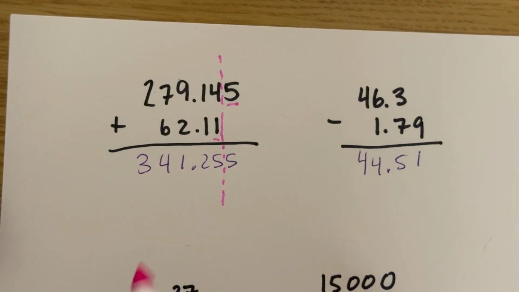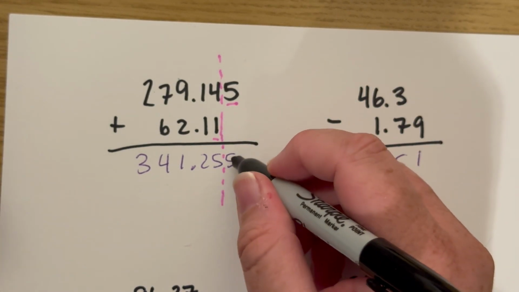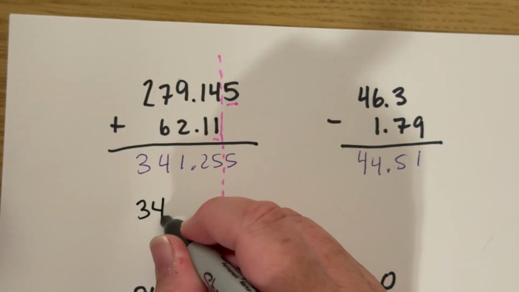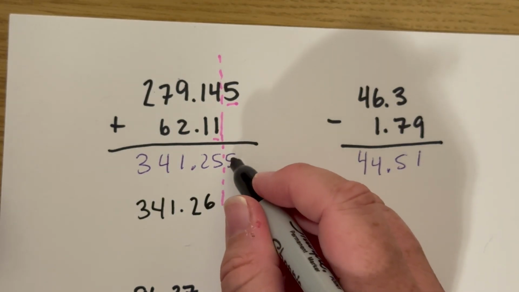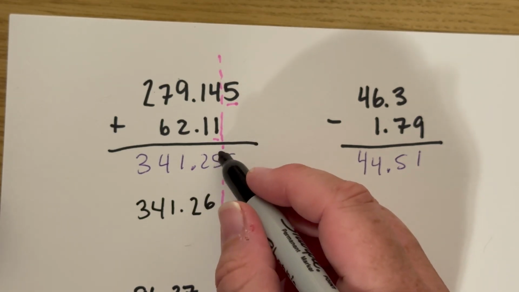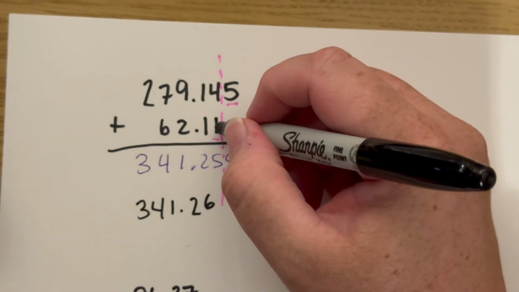So my answer is 341.25, but with a 5 here, I still need to round up. So the answer I would have is 341.26, because this 0.5, while it's not significant overall, we still have to round appropriately to bring it up there. This number goes to the hundredths.